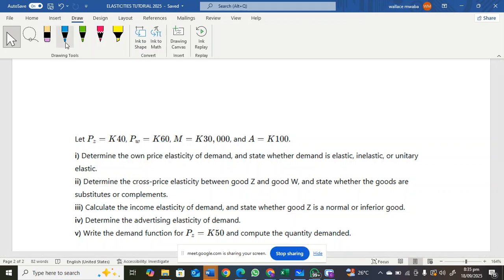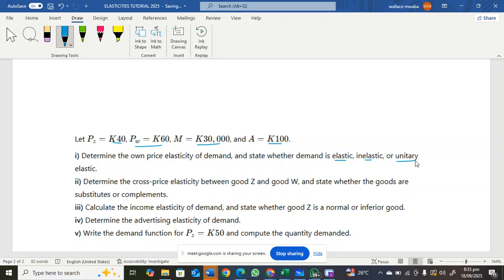So we've been told the price of good Z is 40 kwacha. The price of the related commodity is 60 kwacha. The income per capita is 30,000 and A is 100 kwacha. So that's: determine the own price elasticity of demand and state whether demand is elastic, inelastic, or unitary elastic.